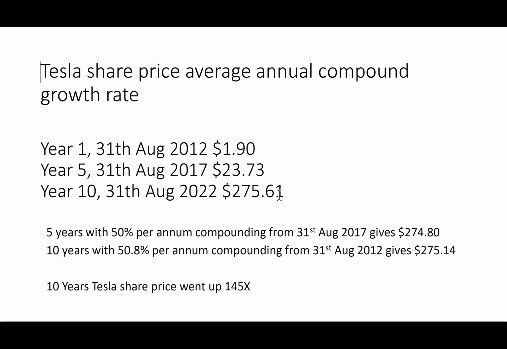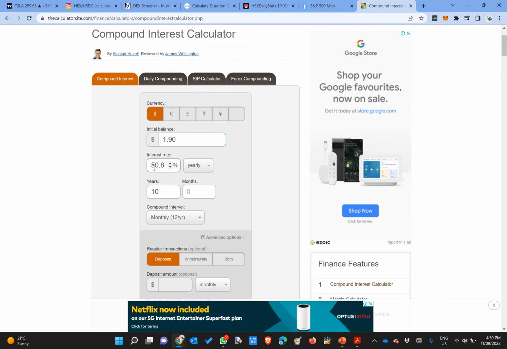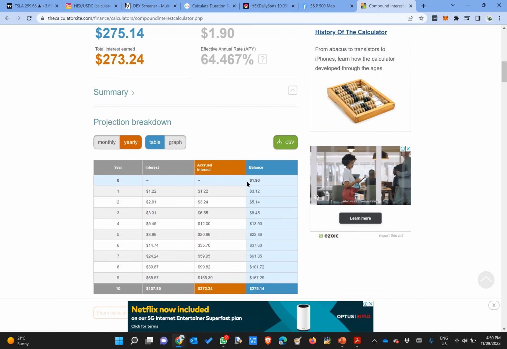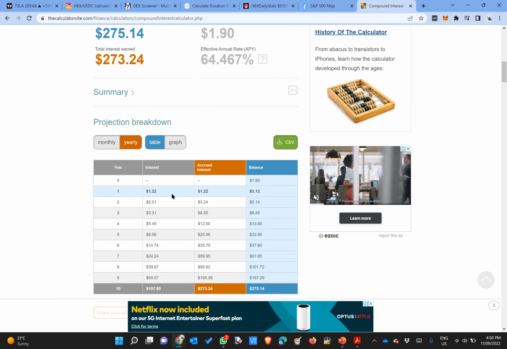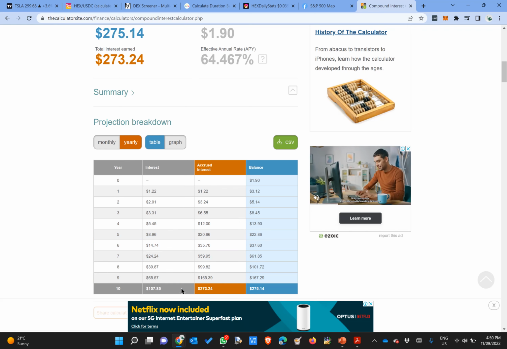275.14 is very close to the current price. So we know that in the last 10 years, it averaged a compound rate of 50.8%. This is principal plus interest compounding year on year for 10 years.